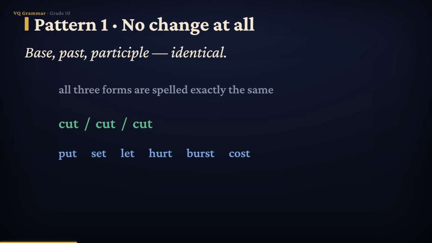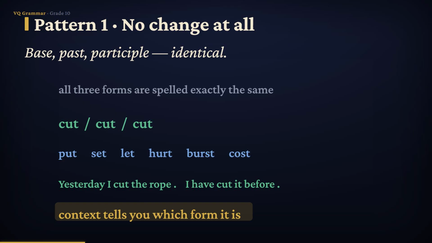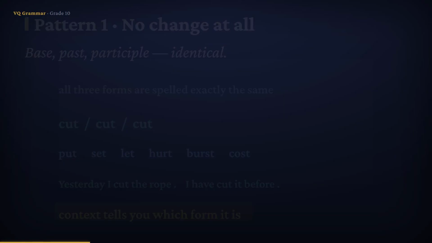Listen to how it works in a sentence. Yesterday I cut the rope. I have cut it before. The word itself never budges, so the only thing that tells you which form you are looking at is the context around it. A time word, or a helping verb sitting in front of it.